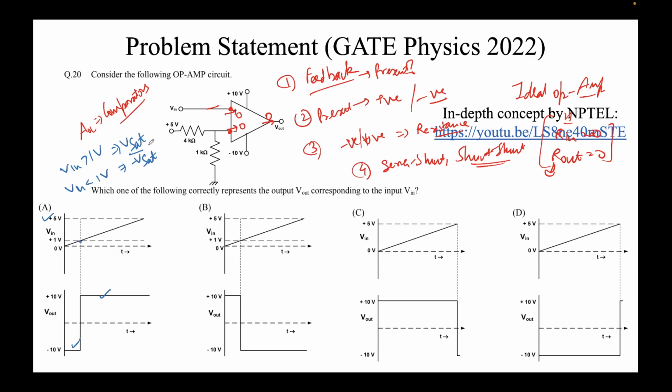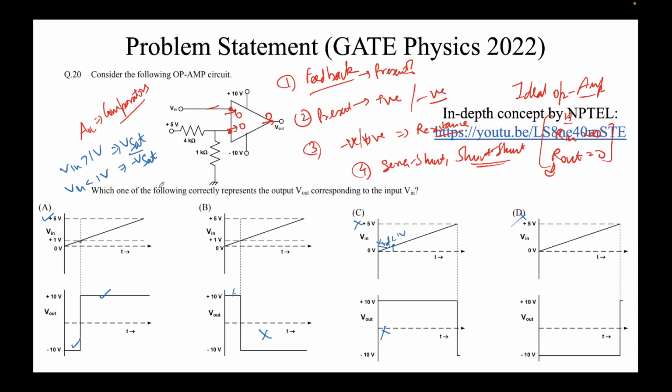The value should be plus V sat, which is not. So this is wrong, obviously. Here V in, we must compare with Vref, which is 1 volt. Vref equal to 1 volt. So if it's less than 1 volt, then it should be minus V sat, which is not the case here. This is also wrong. This is wrong, and similarly this is also wrong. So the option is A.